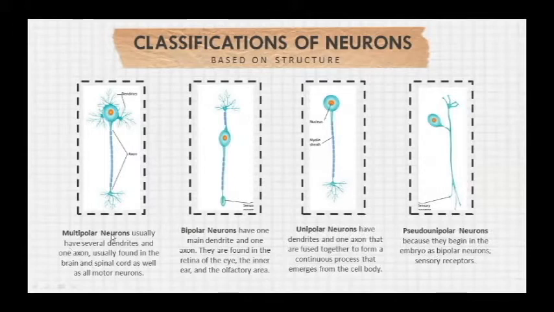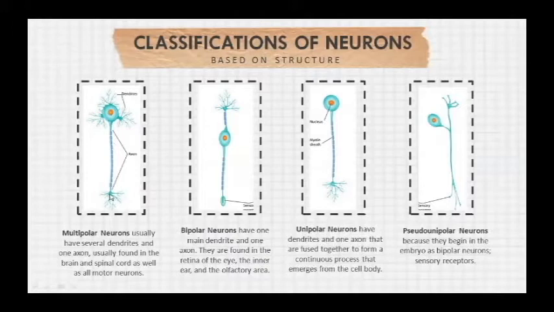They usually have several dendrites and one axon, and are usually found in the brain and spinal cord as well as all motor neurons. If you observe the picture of the multipolar neurons, it is called multipolar because it has numerous dendrites and one axon, thus having numerous polarities of the neurons.